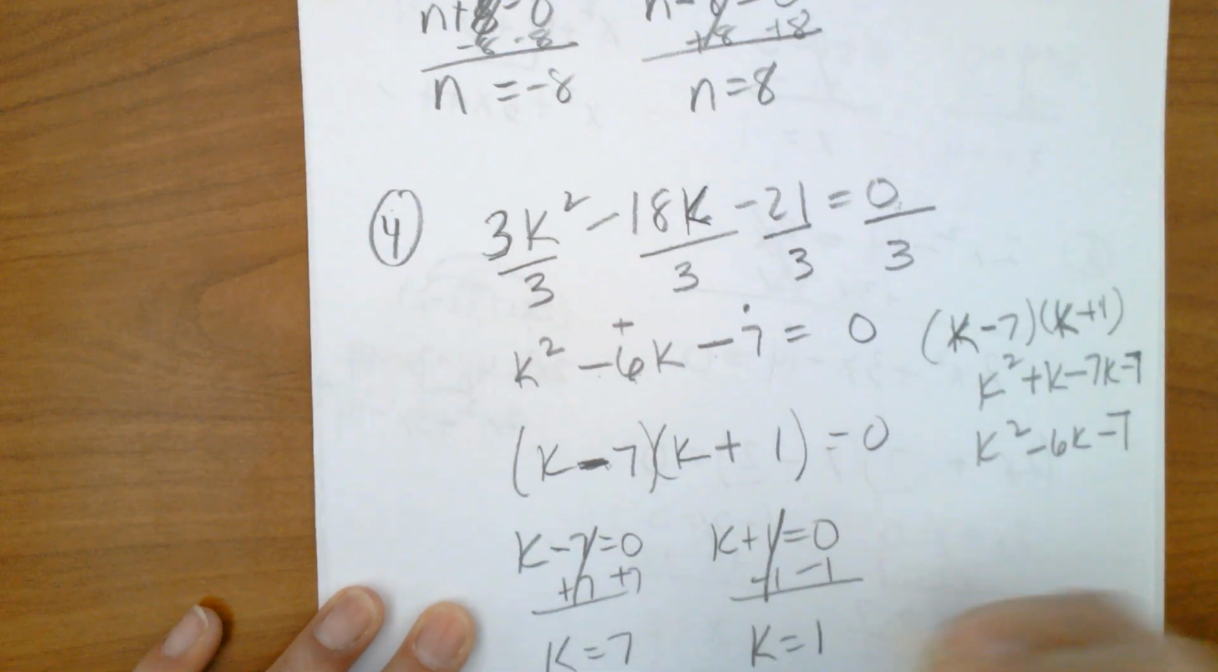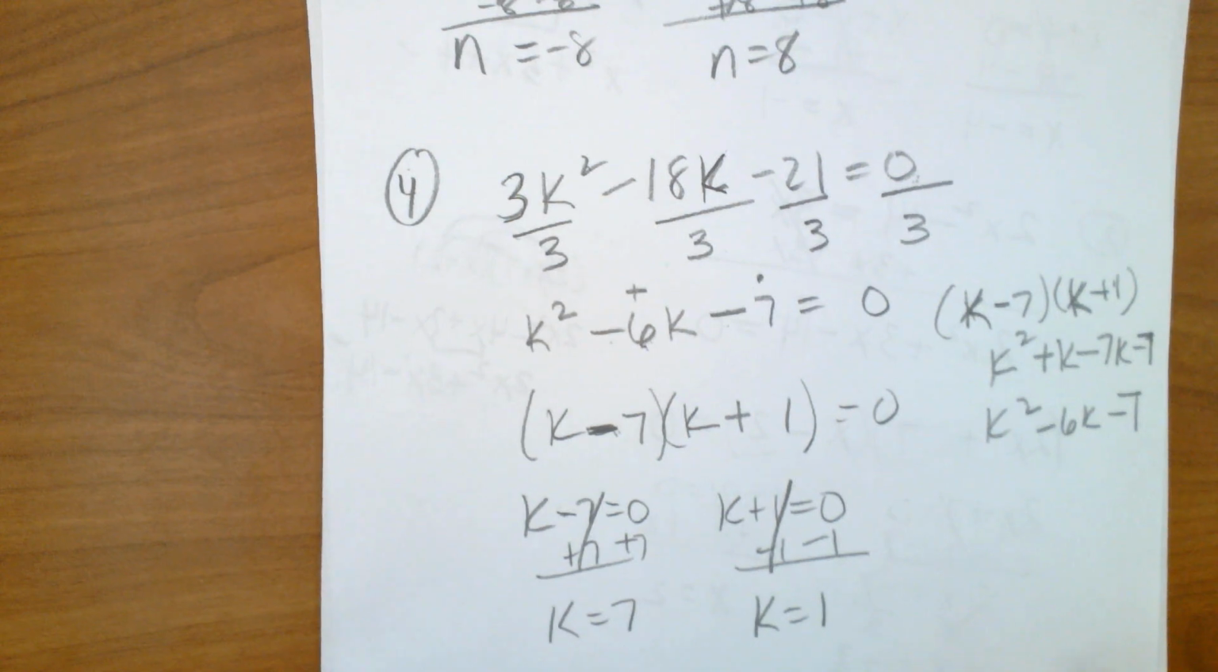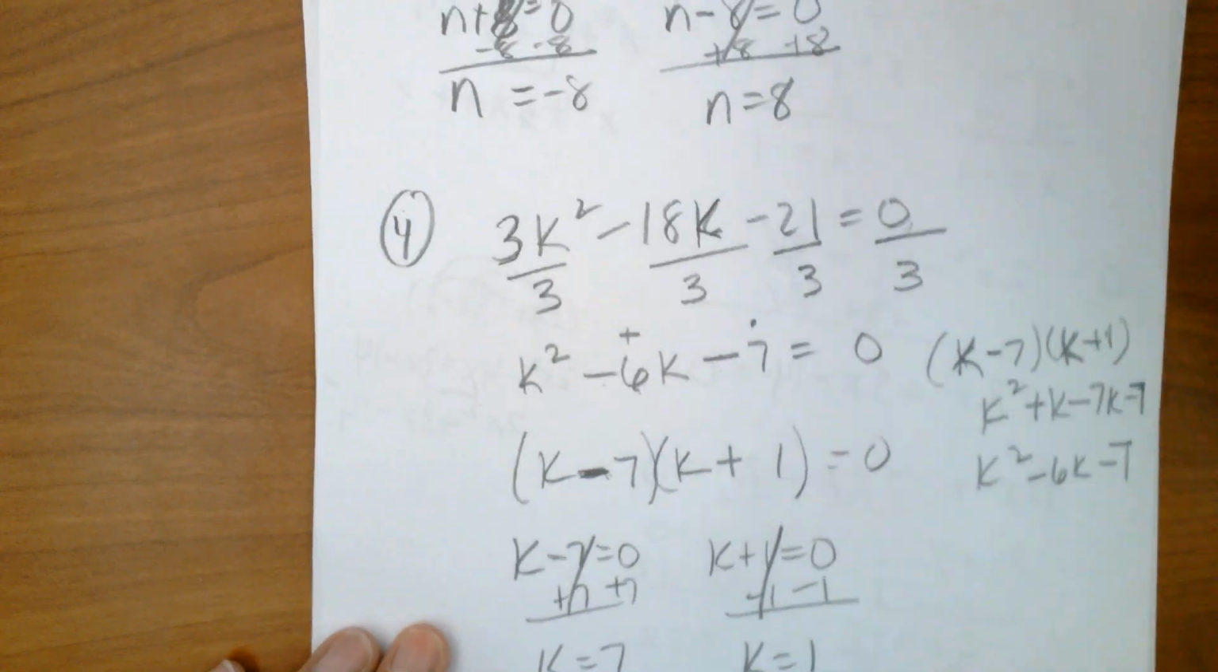k equals negative 1. Okay, this has been 4 practice problems of factoring and different ones to factor and different things that you might have to do. There's the bell, and I hope it helped.